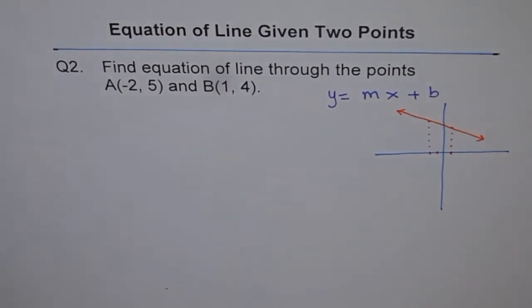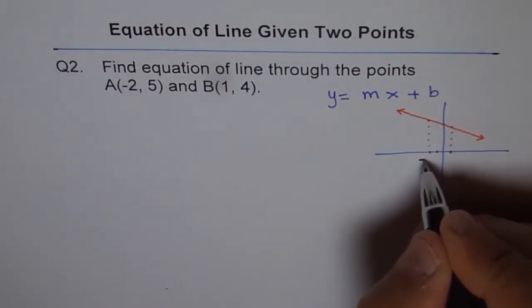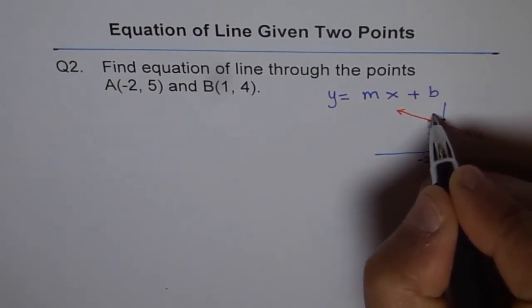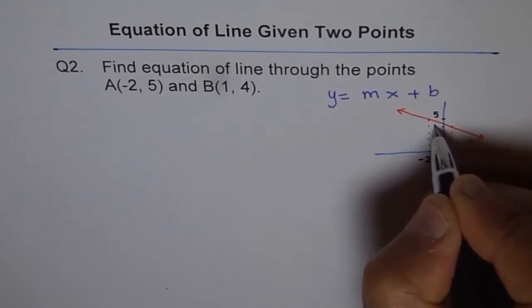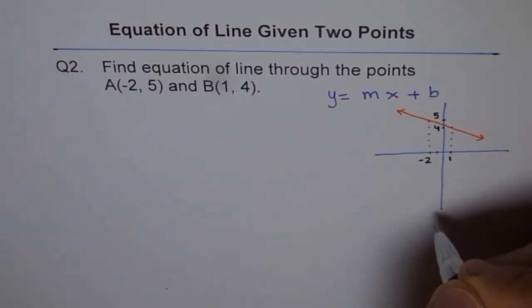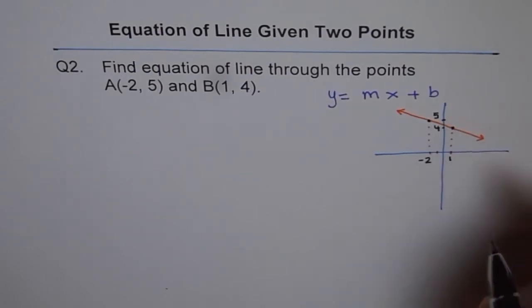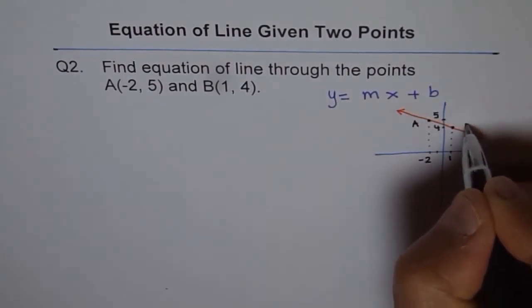So that's the line. Here we have this point, which is minus 2 and 5, correct? Let me write 5 on this side. And this is 4 for us at x equals plus 1, correct? So these are our 2 points, point A and point B.